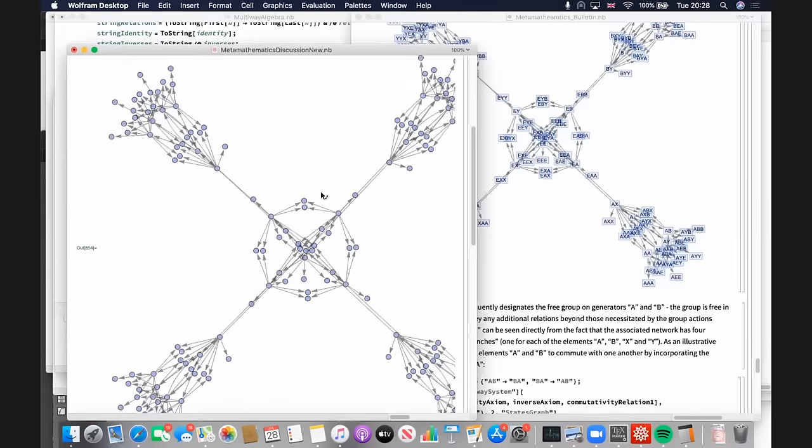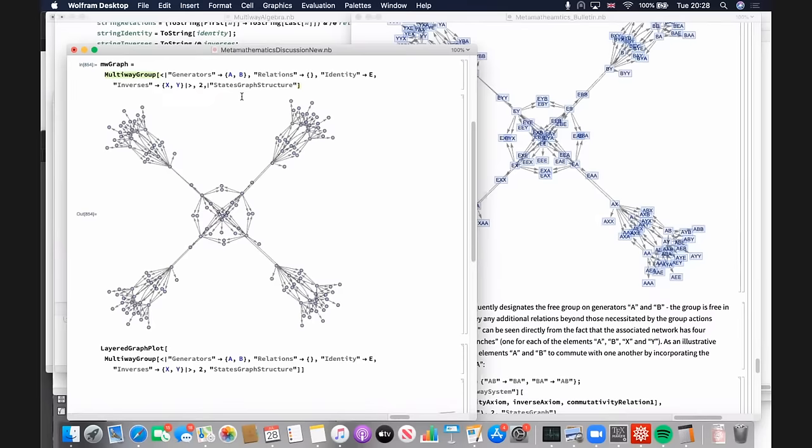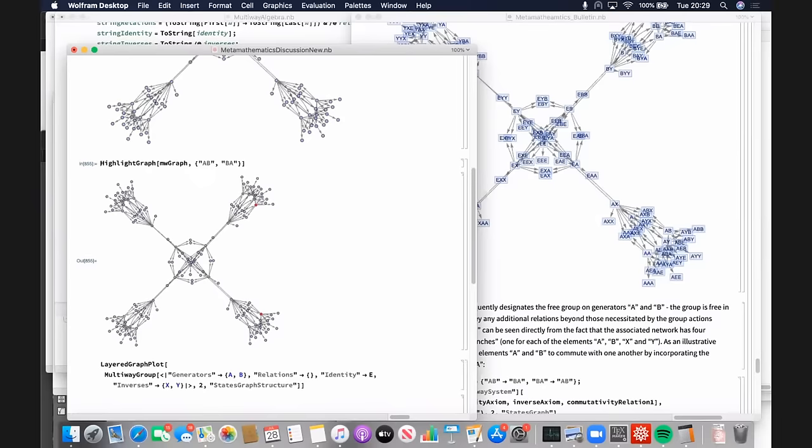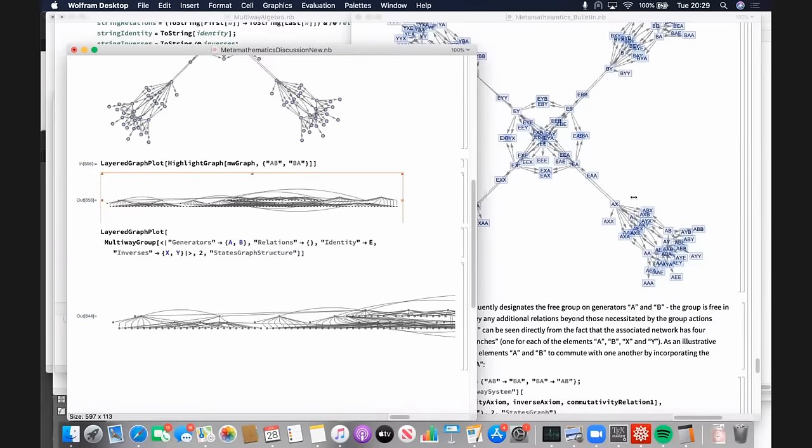So the thing I wanted to point out was, now let's take this and we could say highlight graph, multi-way graph, ABBA. So that's there and there. Nice. Okay. So now we're going to do the abelianization. Right. So if we lay this thing out, it's a partial abelianization. So if we lay this thing out in space time, branch time.